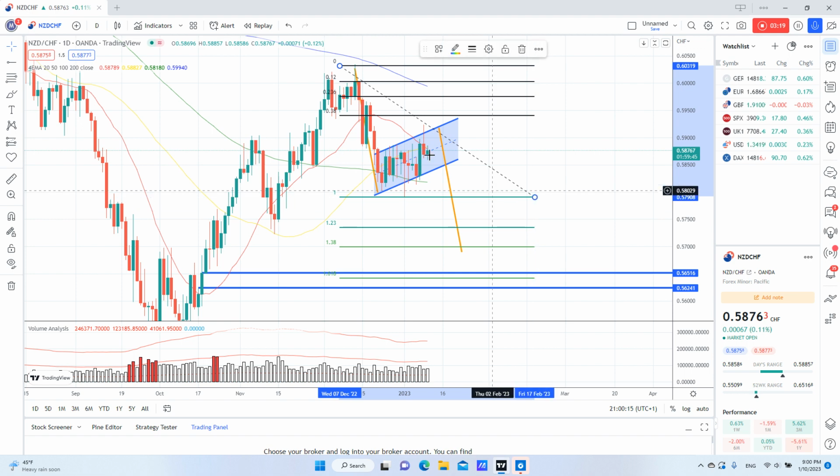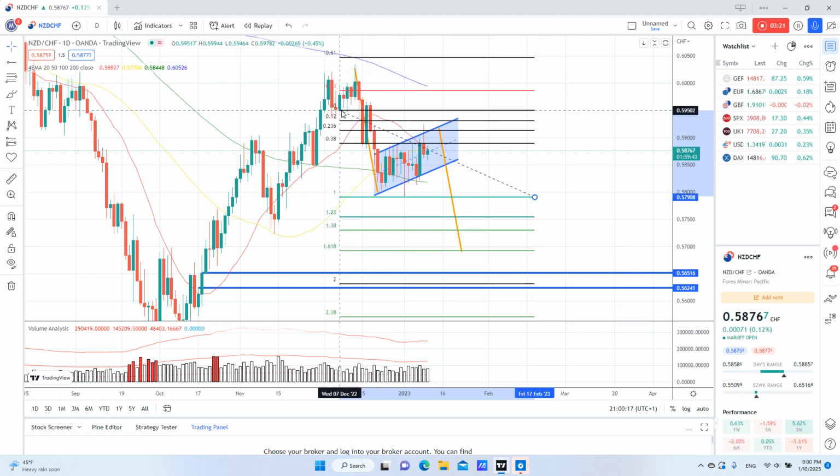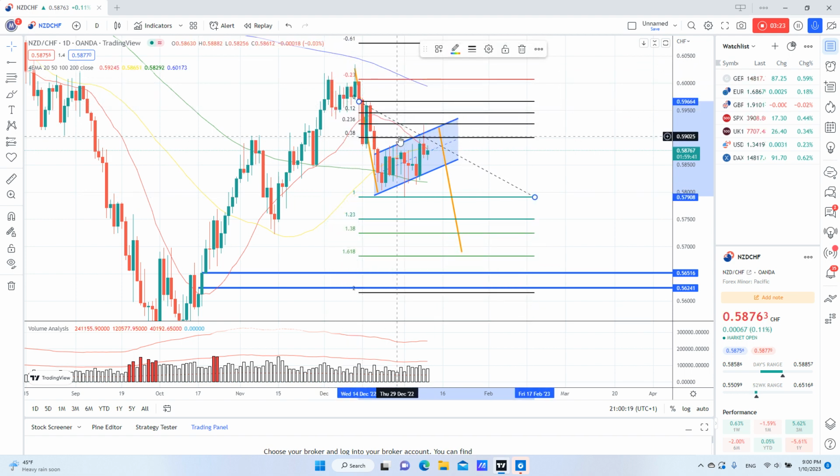So we may take this leg here from this point. In this case, it will be a retracement to around 77, and extension to the end of the bullish flag, which is 1.61. And as we said, we may take one here at the 2 extension.